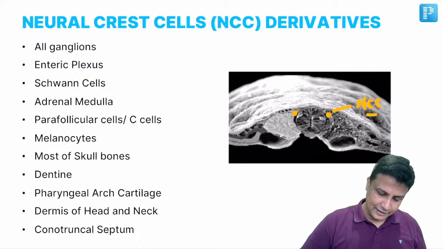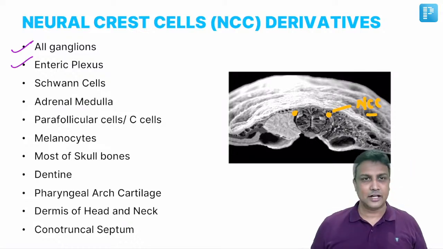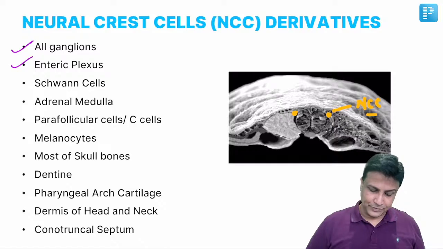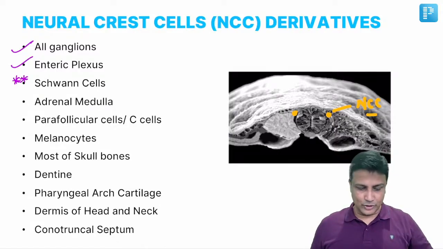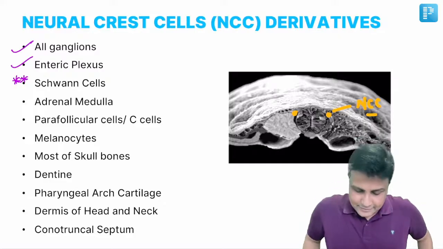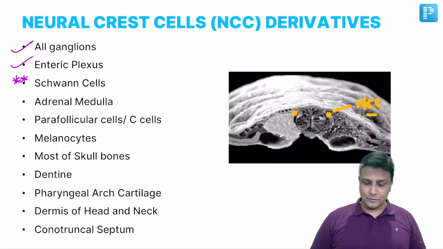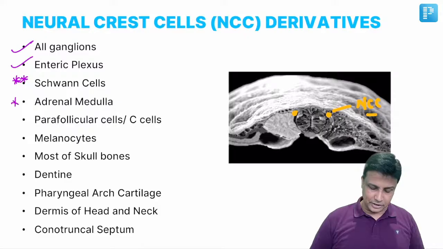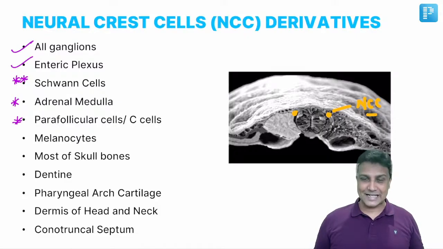So all the ganglia as well as the enteric plexus are formed by the neural crest cells. This is something important already given in the exam. Schwann cells are also going to form from the neural crest cells. In the adrenal gland, we'll have two parts. Outer part is cortex, inner part is medulla. Adrenal medulla will be derived from the neural crest cells. And this is also asked in the exam, parafollicular cells or C cells. Please remember very carefully, they are the ones present in your thyroid gland and derived from neural crest cells.